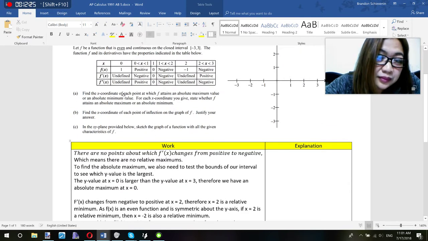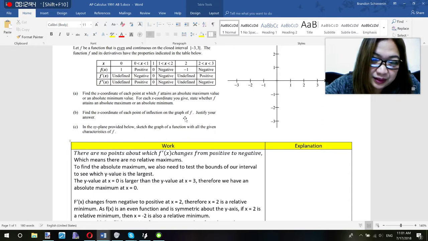For part 2, I need to find any points of inflection on our graph of f. How do I find a point of inflection? You need to find the concavity using the second derivative. Once the concavity changes, that's the point of inflection. At what point does the concavity change?